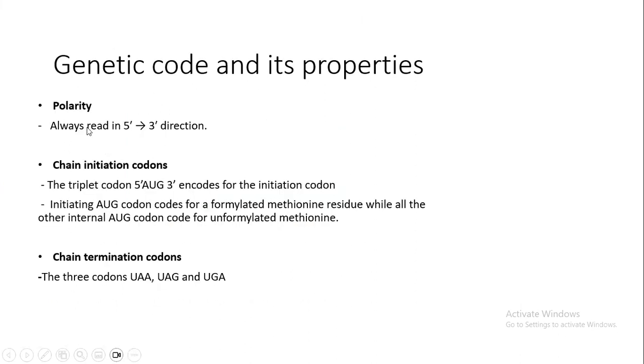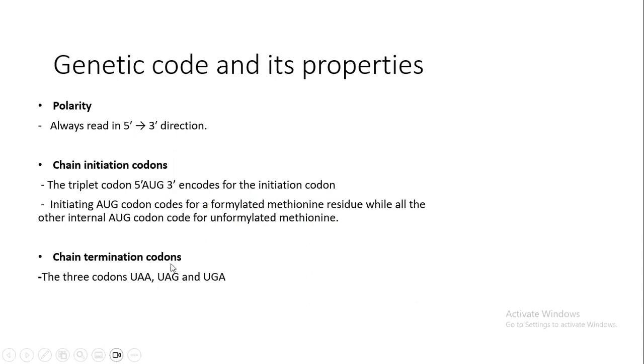Next property is polarity. Genetic code is always read in the 5' to 3' direction, as is messenger RNA. Next are the chain initiation codons. There is one initiation codon, read in the 5' to 3' direction as the AUG codon, which encodes for the amino acid methionine. In case of prokaryotes, it is formyl methionine that is encoded by the initiating AUG, while in case of eukaryotes, it is unformylated methionine.